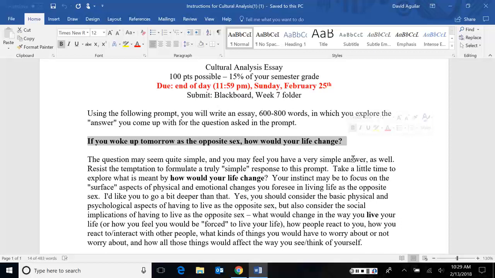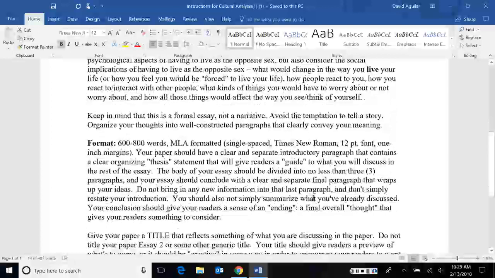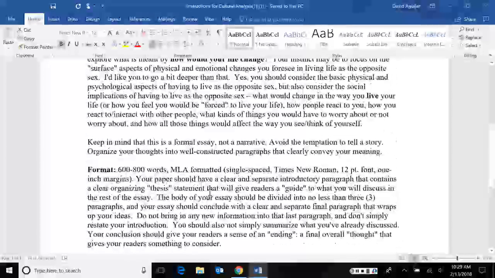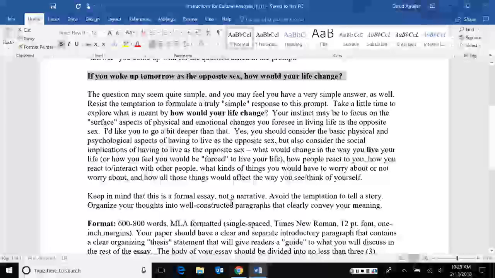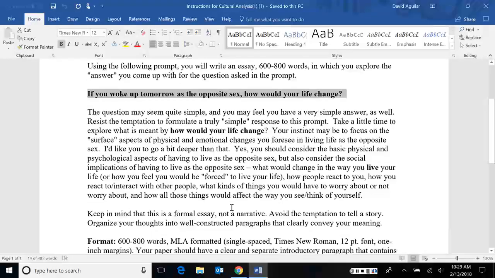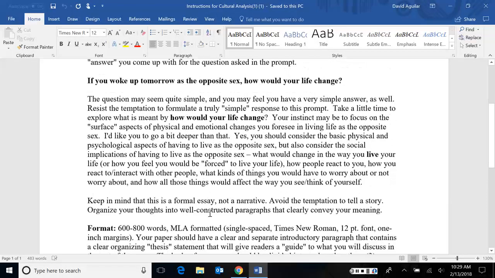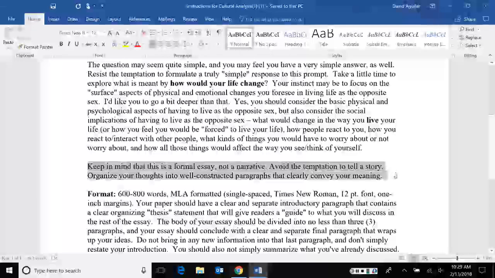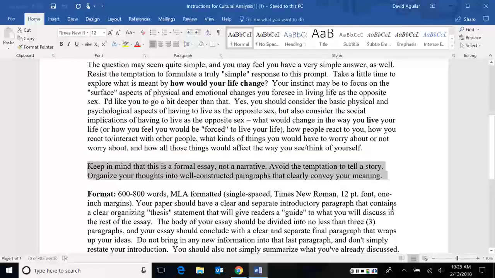I have instructions more specifically here that you can read through, but essentially, it's no different than the summary response essay in terms of my expectations. Now, I have a little note here that says, keep in mind that this is a formal essay, not a narrative. So I don't want a story, like, I woke up in the morning and I found this. Like, no. Just organize your thoughts into well-constructed paragraphs that clearly convey your meaning.